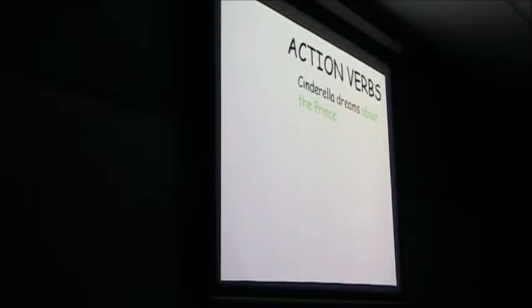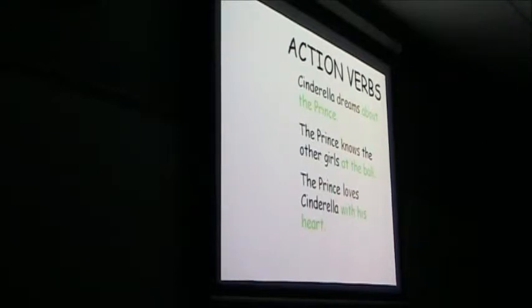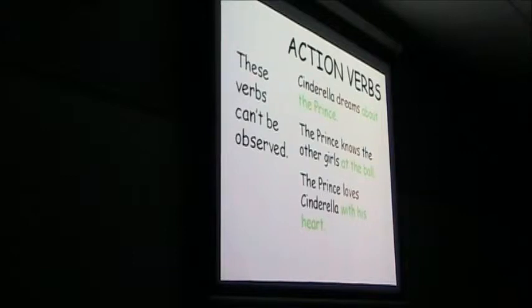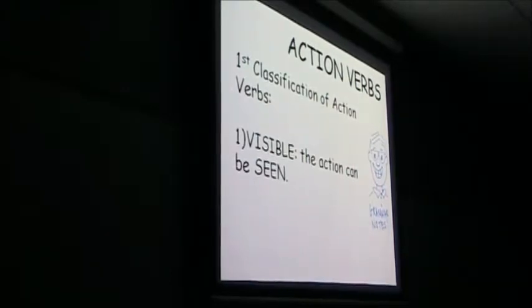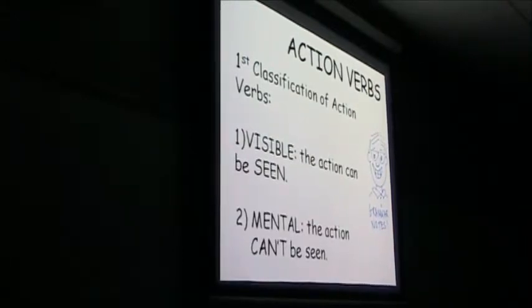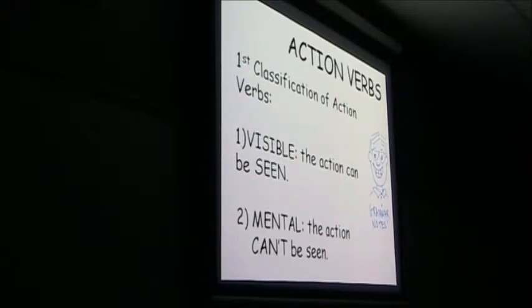So here are some other examples. Cinderella dreams about the prince. The prince knows the other girls at the ball. The prince loves Cinderella with his heart. But these actions, dreams, knows, and loves, can't be observed. Go to Bjorn on your paper. First classification of action verbs. Number 1, visible. The action can be seen. Number 2, mental. The action can't be seen.